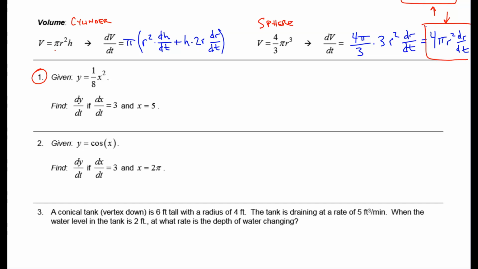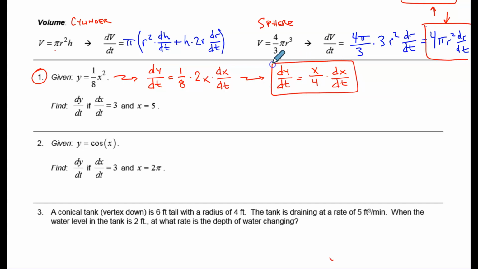Given the equation y equals 1/8 x squared, find dy/dt if dx/dt equals 3 and x equals 5. Well, let's just go first and rip through the derivative. Okay, so that's my derivative. I know that the rate of change of y with respect to time is equal to the x value at some instant divided by 4 times the rate of change of x with respect to time at that instant. Okay, so this is the derivative of y with respect to time.